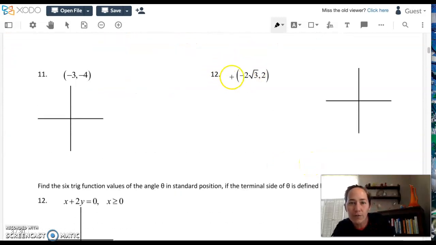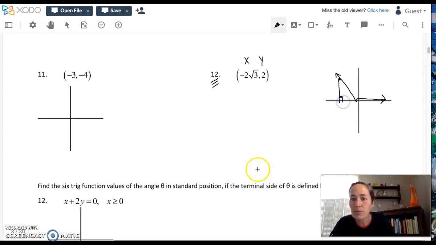Let's look at number 12. 12 says, same directions. Can you figure out which quadrant we should be in if your terminal side falls through this point? So negative 2 square root of 3 means on the x-axis we're negative. Positive 2 for the y, we are up on the y. You need to draw yourself a quadrant 2 angle for this one. Also remember, we're going to be talking about signs of the trig function values as well.